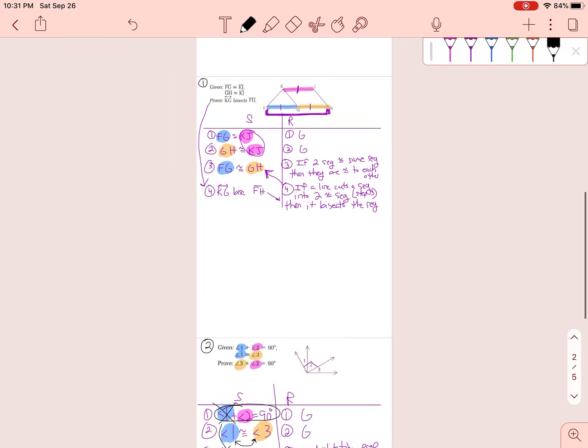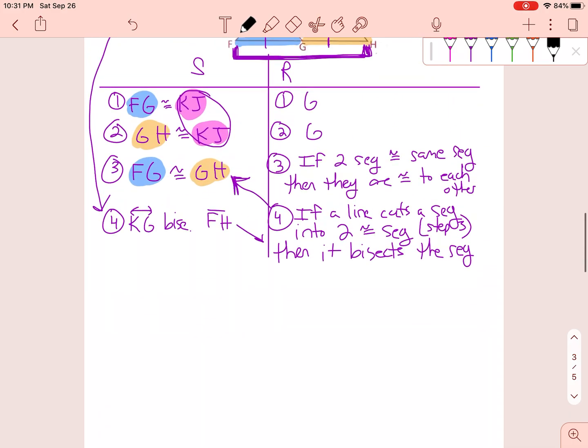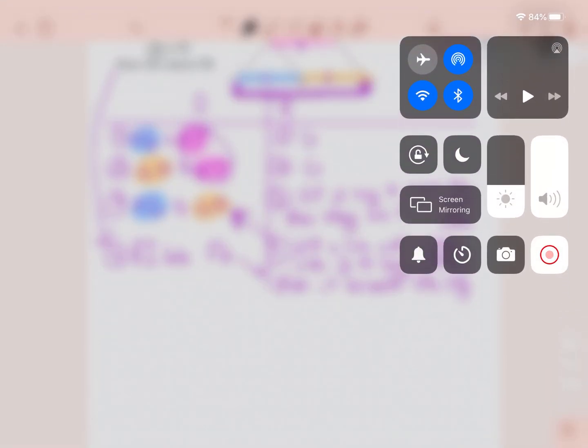Okay, so that's the difference between transitive and substitution property. Substitution, you're just taking something out and replacing it with equal value. Okay, this is 2.7.